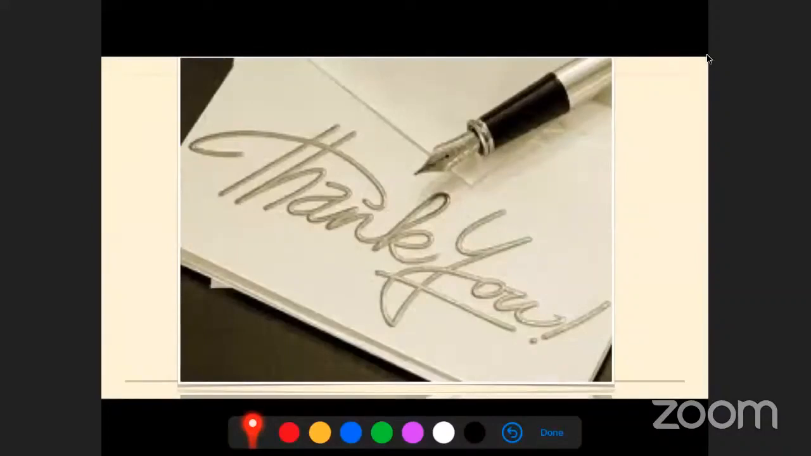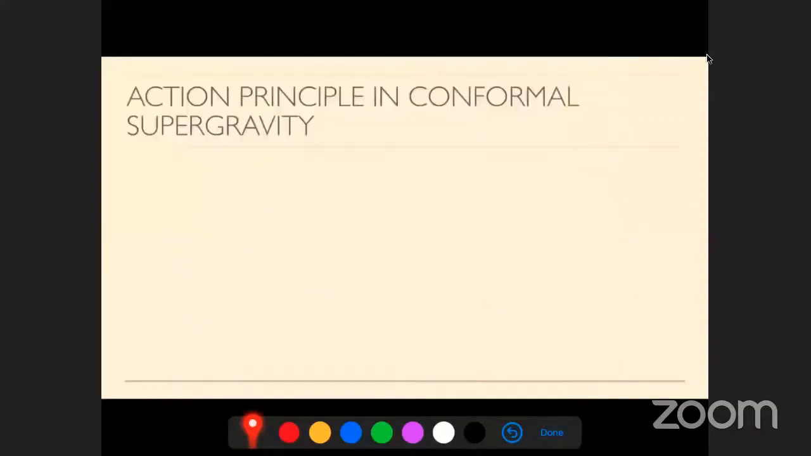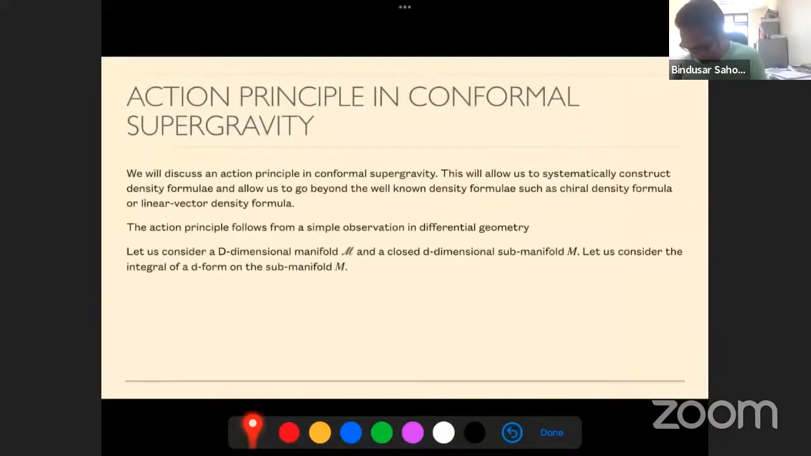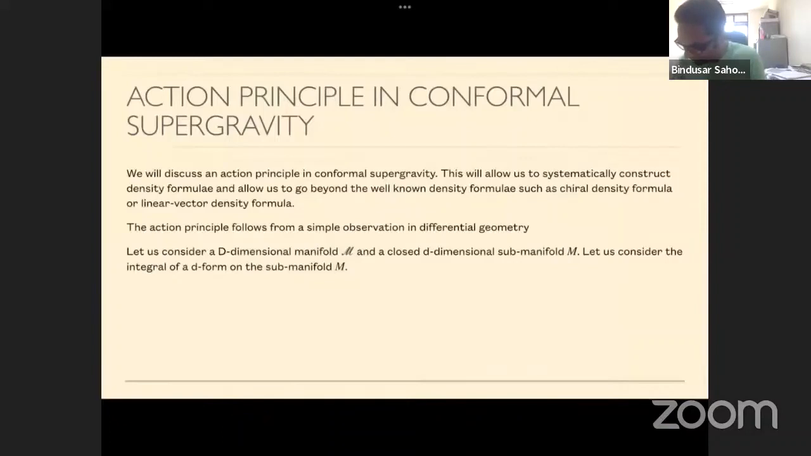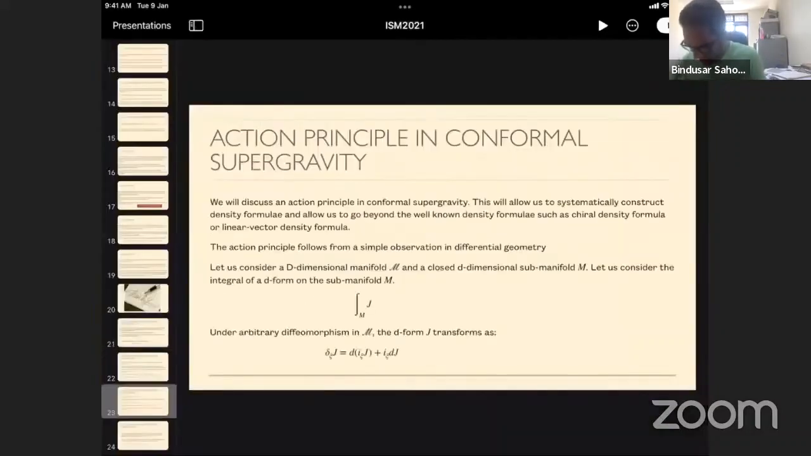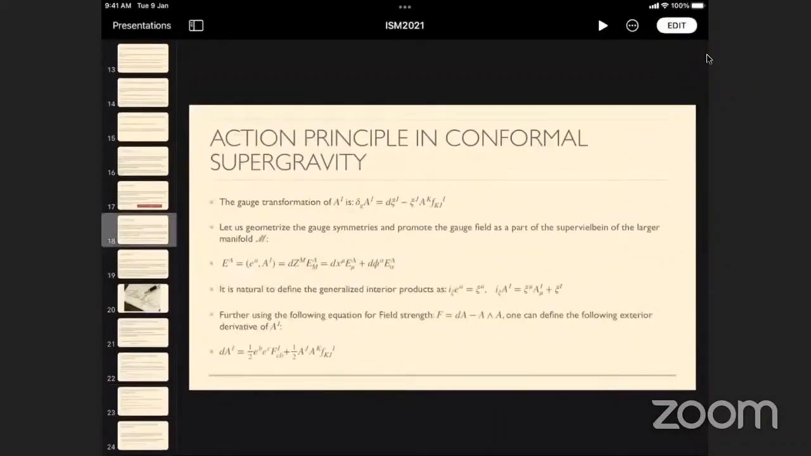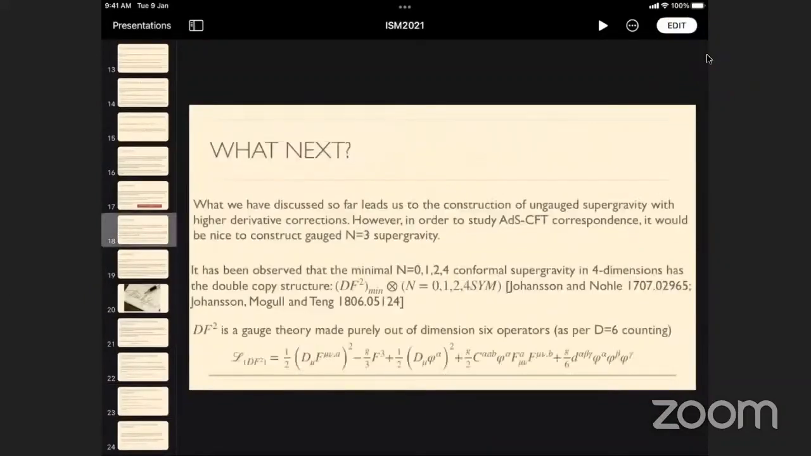I can ask later. No, I just wanted Bindusar to say something about the double copy that you couldn't finish. Yeah, sorry. Yes. So basically, if it will take too much time, then we can have. Okay, sure. No, it will not take too much time.